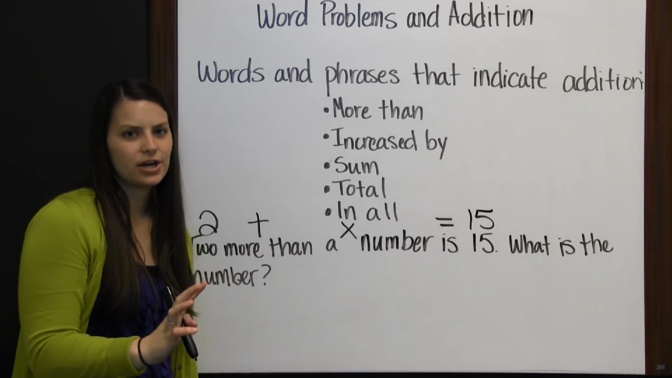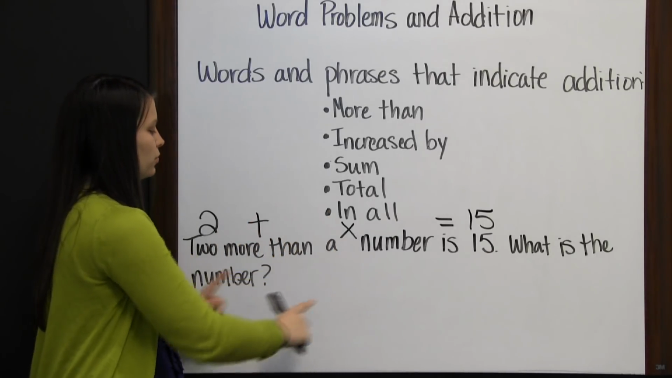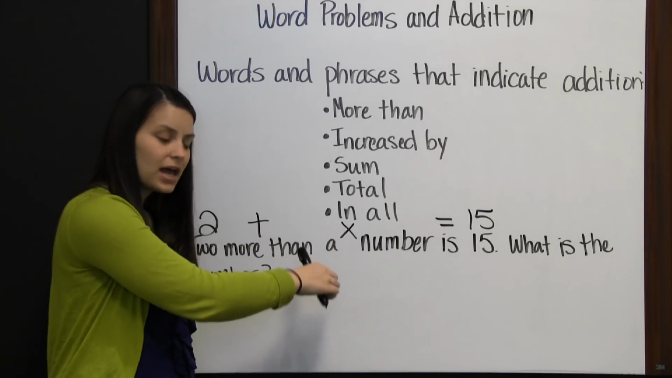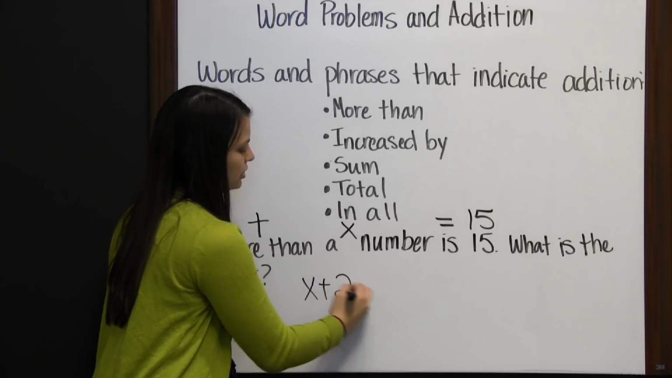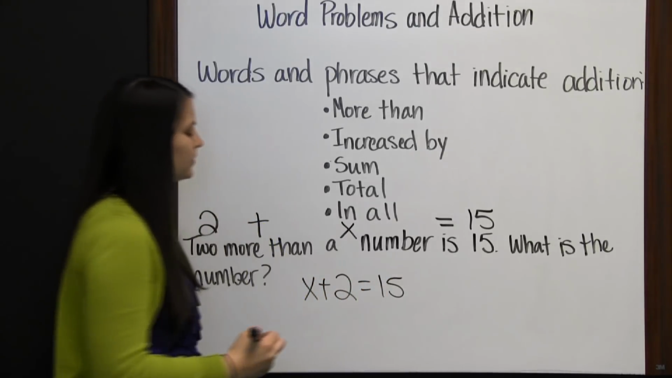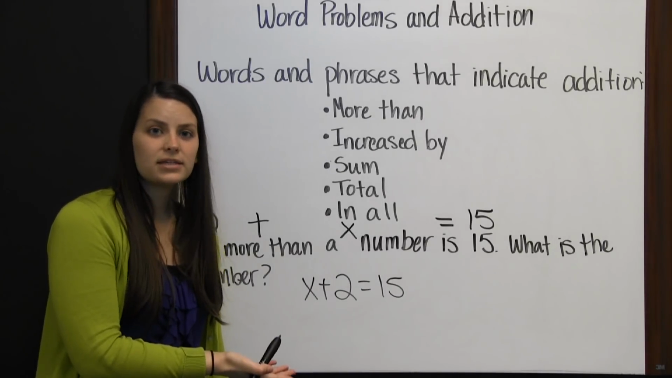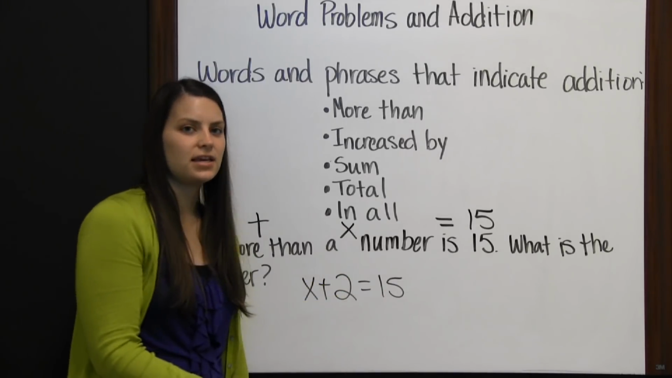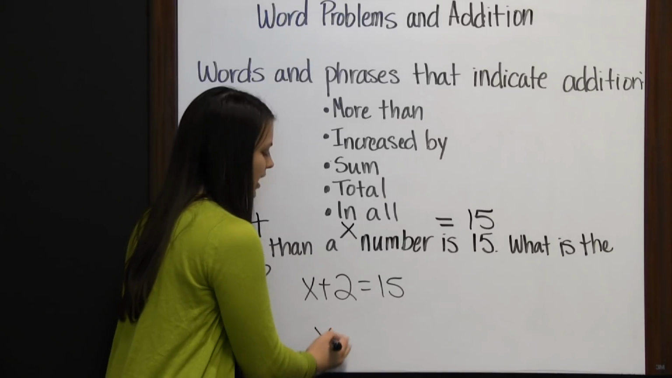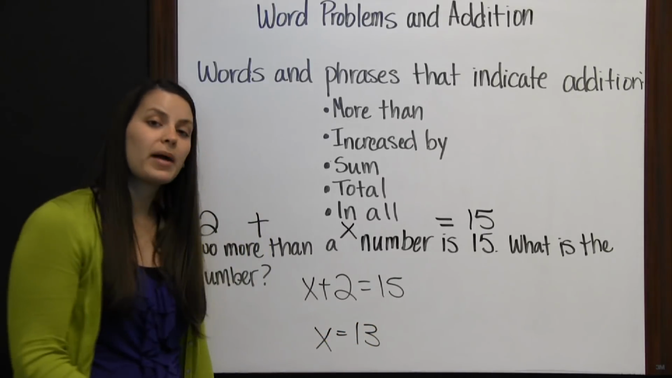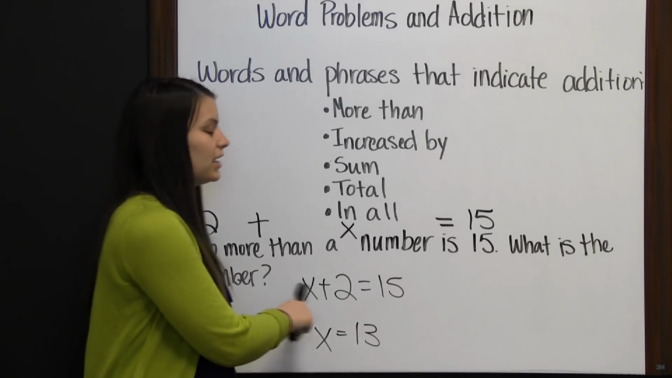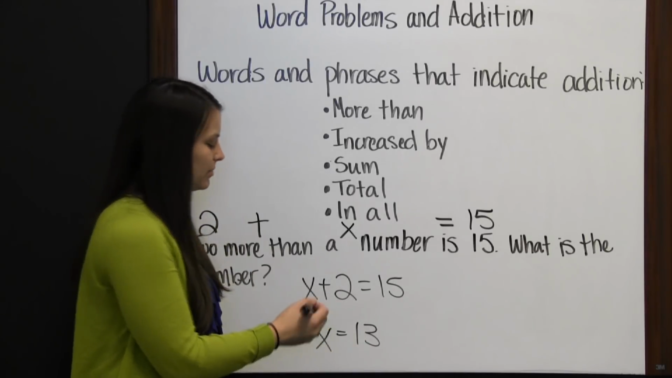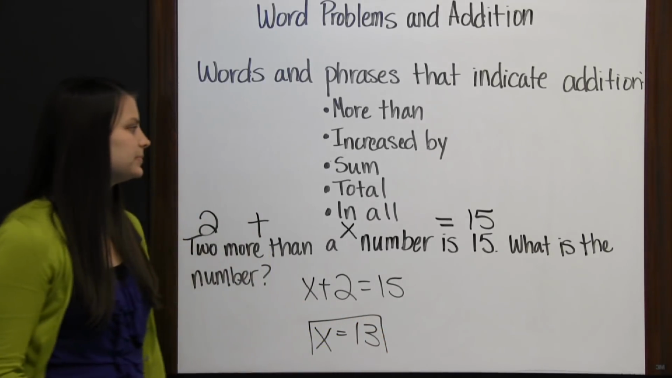So the only kind of trick here is that more than tells you to reverse the order. It's not just addition. It means instead of doing 2 plus x, I'm really doing x plus 2 equals 15. So now you can probably just look at this and see what number you would have to add to get 15. And that number would be 13, which means x is 13. If you don't know by looking at it what the answer is, then you can solve it algebraically here by subtracting 2 from both sides. But again, you would get that your number is 13.